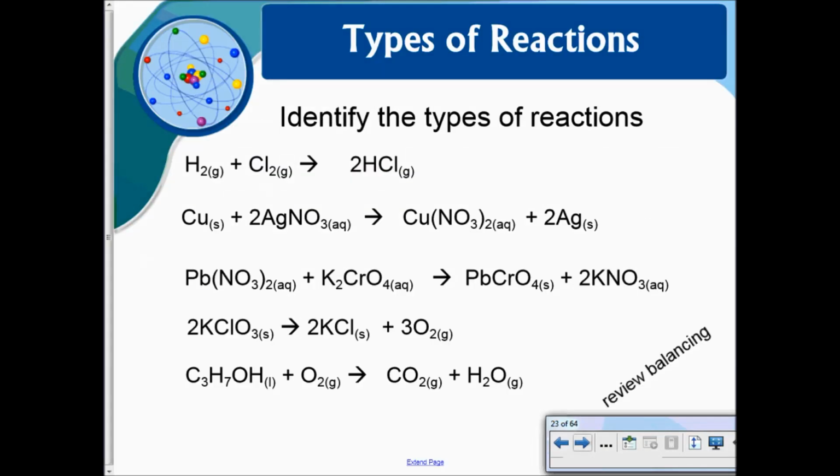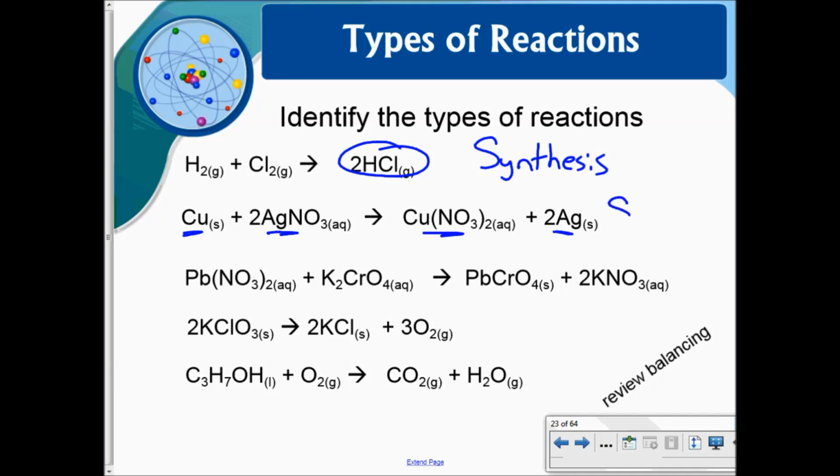So identify the types of reactions. So we're looking here. We have hydrogen, chlorine, and we only have one product. So we'll call this synthesis. We look at this. We have an element and a compound, and we get a compound and an element. So that makes that single replacement.